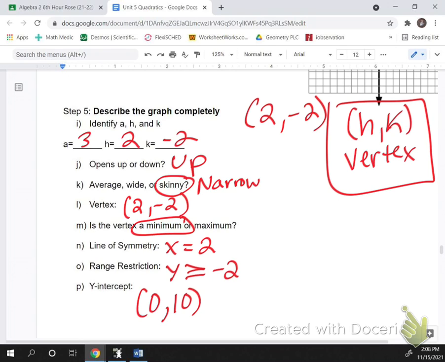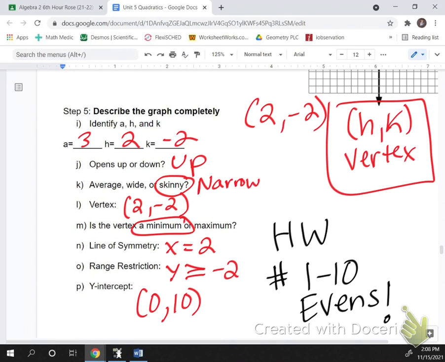Okay, your homework today is on the next page. You're going to do numbers 1 through 10 evens.